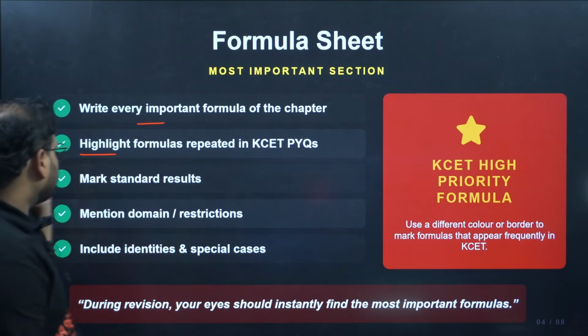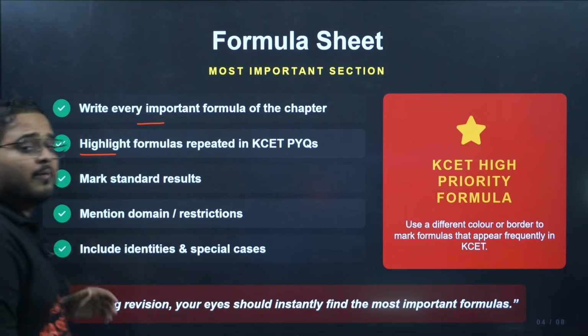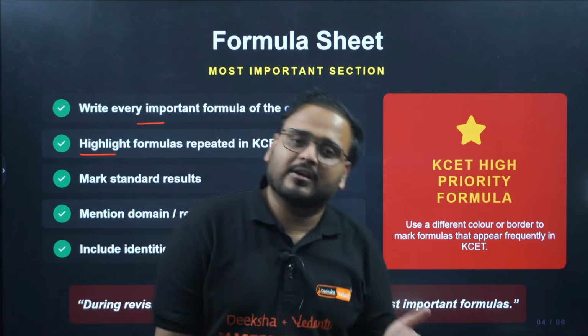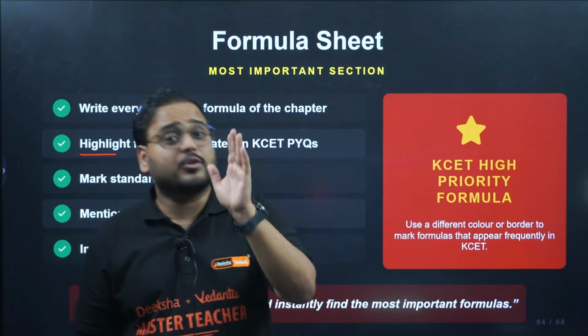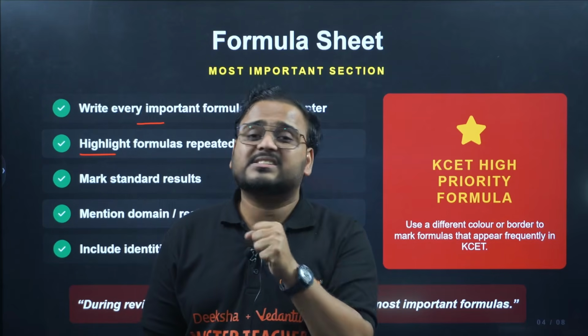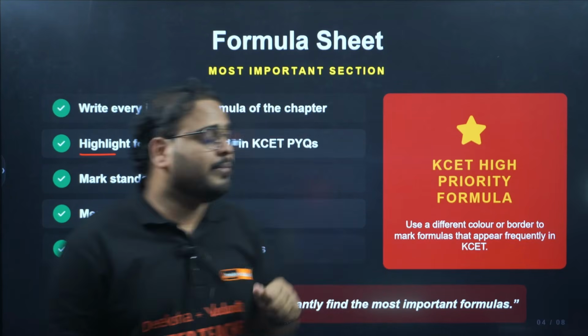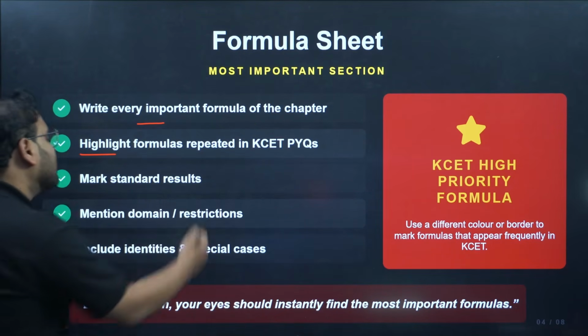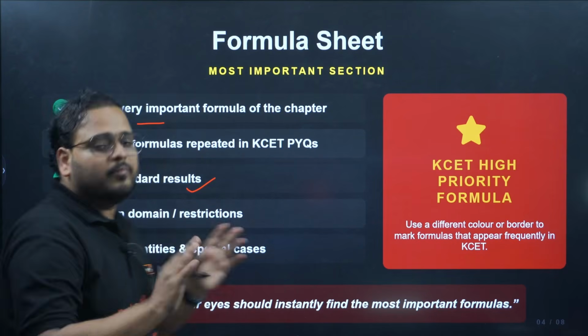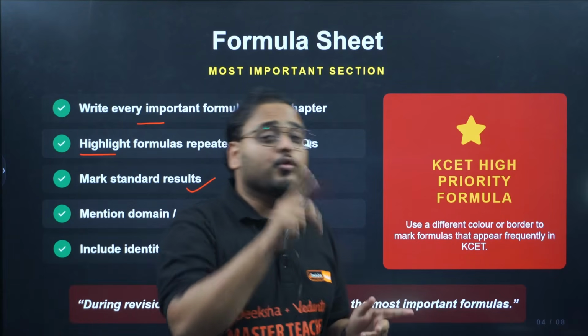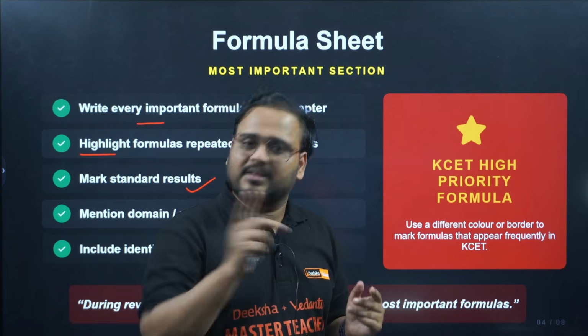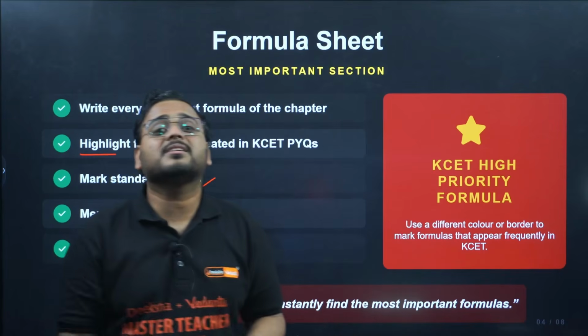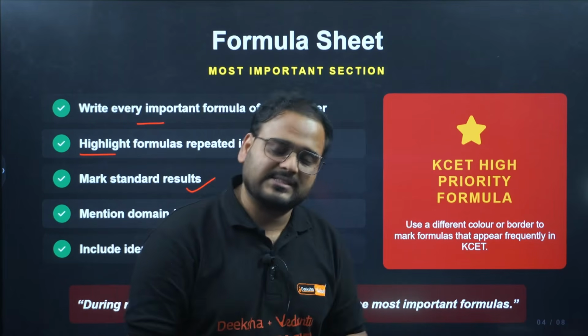Mark standard results. Some of the results, for example, I keep telling you in my regular classes, even though it's not a formula, the results can save us time in the CET examination. So make sure that you mark some standard results. It's not a formula, but results are important. For example, root of 1 plus sin x. What is the answer? There's no formula, but usually what is the result? It is cos x by 2 plus sin x by 2.